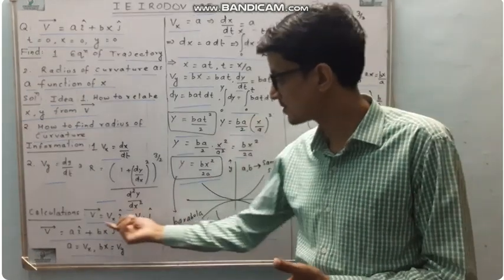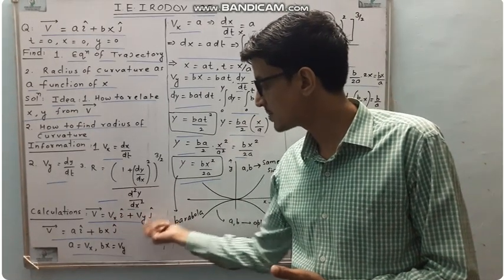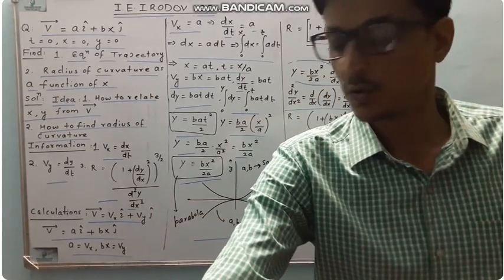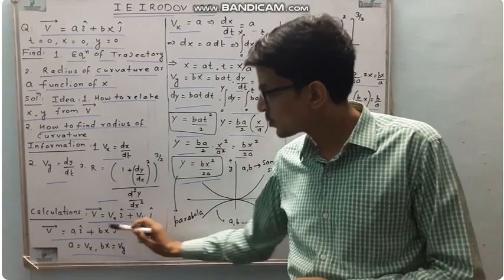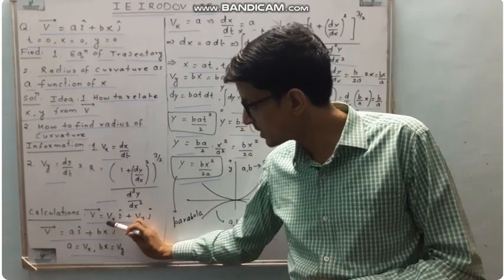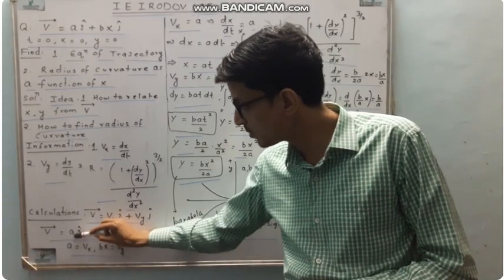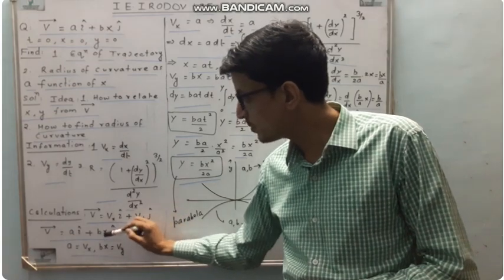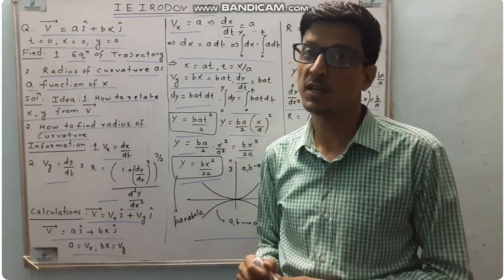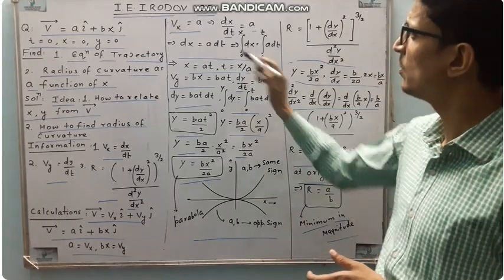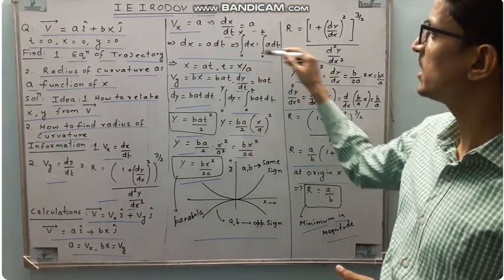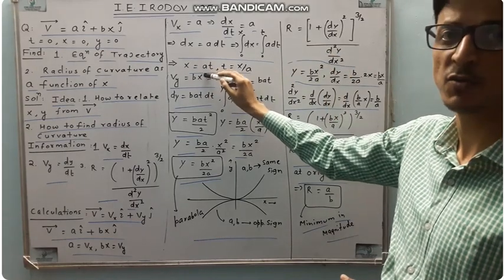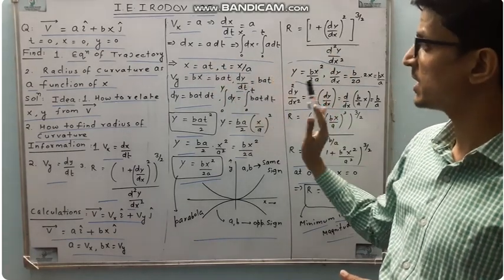So we know that velocity vector can be written as Vx i cap plus Vy j cap. So velocity is here given to be A i cap plus Bx j cap. So comparing the velocity, we can say that Vx is equal to A and Vy is equal to Bx as per the equality of vectors. Now Vx is equal to A, which means dx by dt will be A. So integrating this expression, we get x is equal to At. So t is equal to x by A.